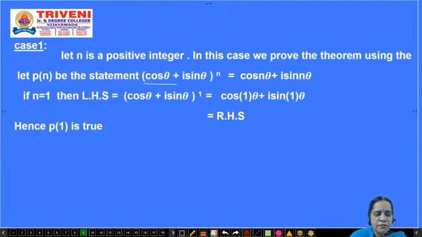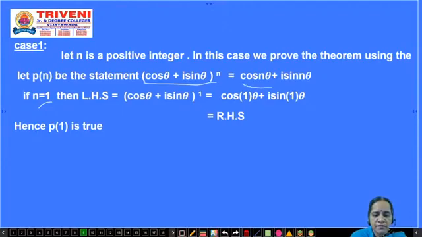In place of n, suppose we put n equal to 1. In the LHS part, (cos theta plus i sin theta) whole power n becomes cos of 1 into theta plus i sin of 1 into theta. Then LHS is equal to RHS.